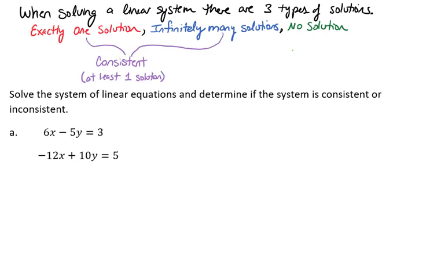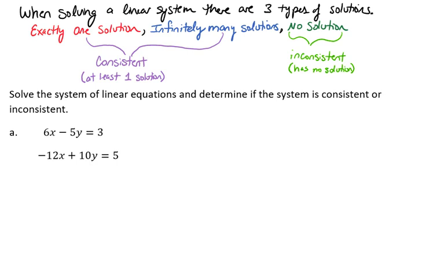If there's exactly one solution or infinitely many solutions, that is considered to be a consistent solution. So whenever you have at least one solution, it is consistent. But when there is no solution, then it is inconsistent. Let's go ahead and solve this system. So here we have 6x minus 5y equals 3 and negative 12x plus 10y equals 5.